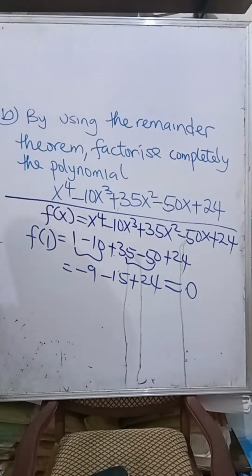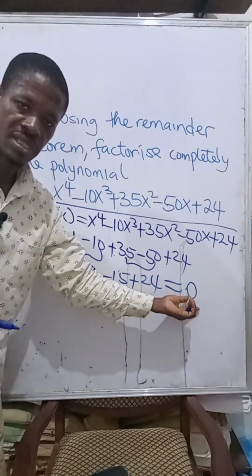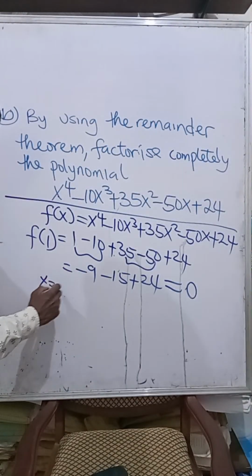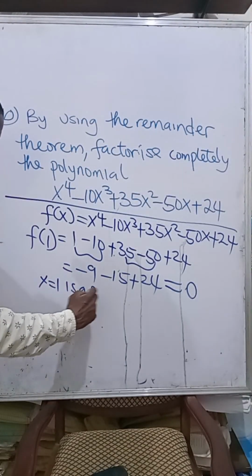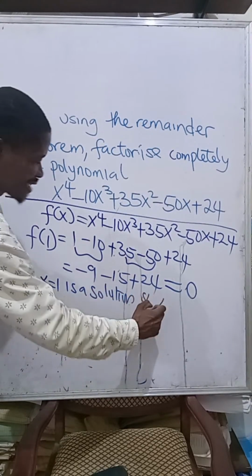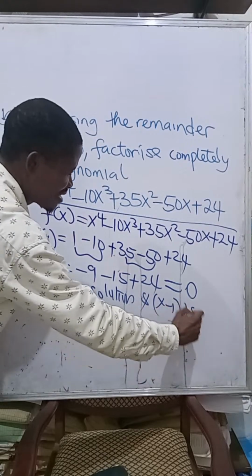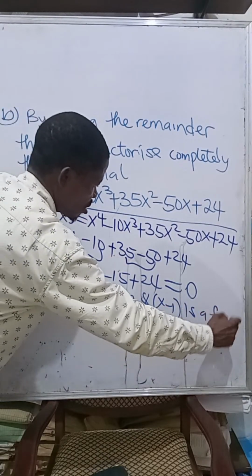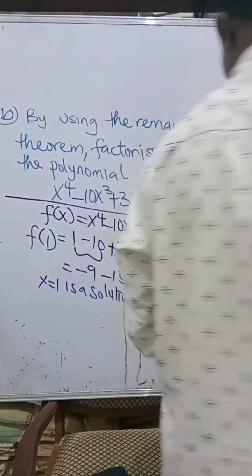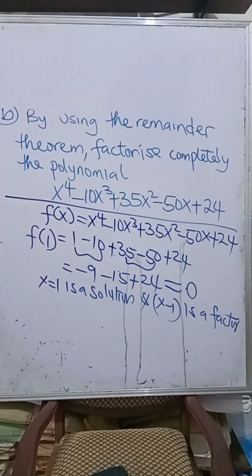So once you try a number and it's equal to 0, it shows that x equal to 1 is a solution, and x minus 1 is a factor. Okay, x minus 1 is a factor. So that's what we have there.